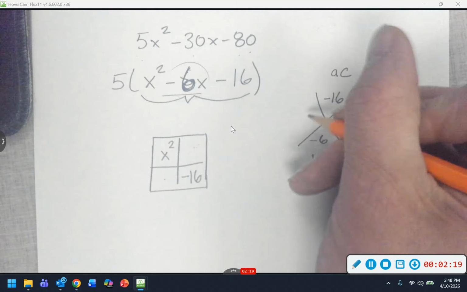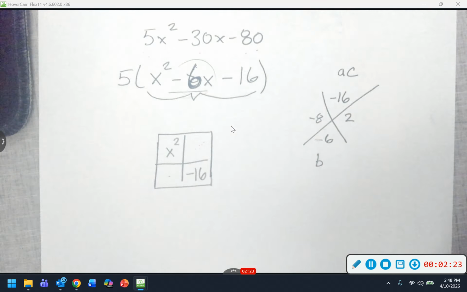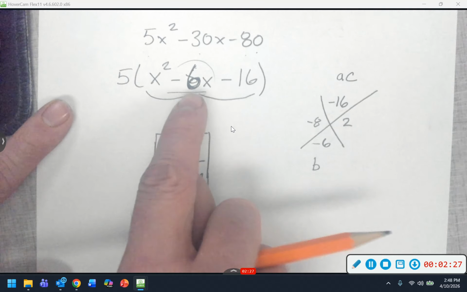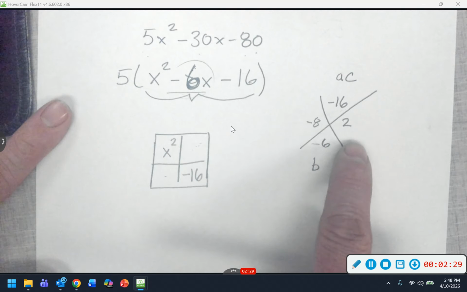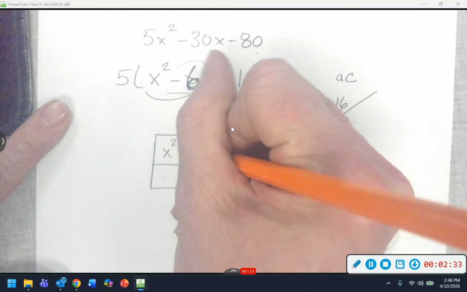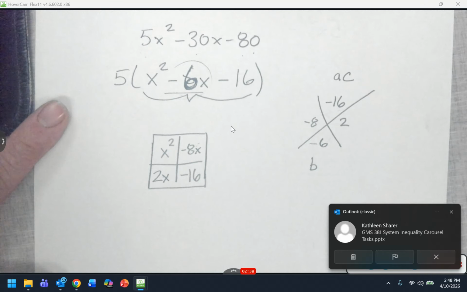Assuming you've done that, I see that negative 8 and 2 are the two numbers that do that. So that's how we're going to break apart negative 6x. Negative 8 plus 2 makes negative 6. So I'm breaking apart negative 6x into negative 8x and positive 2x.